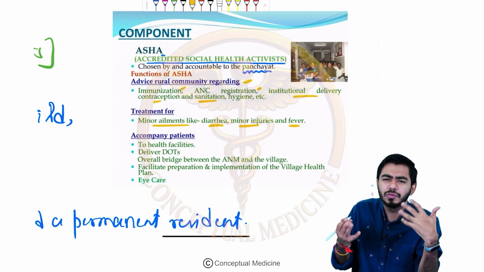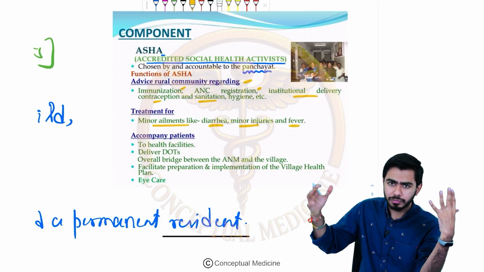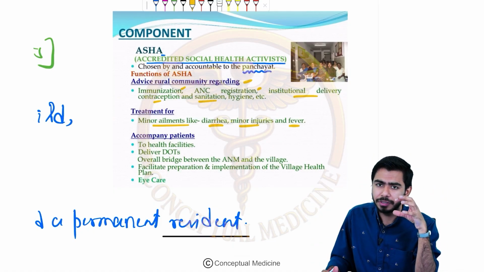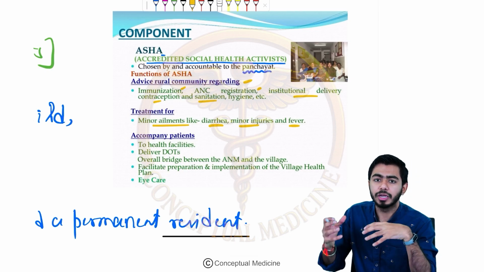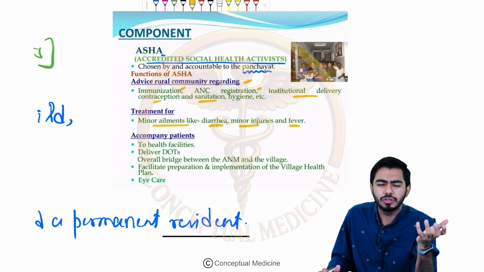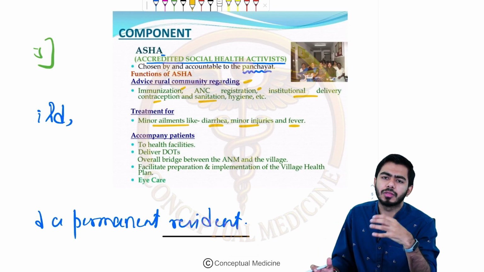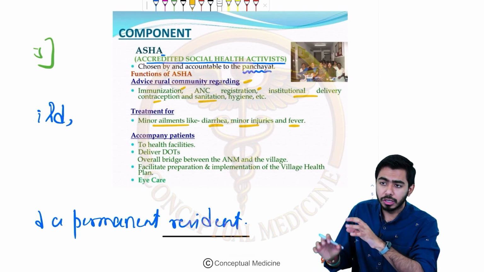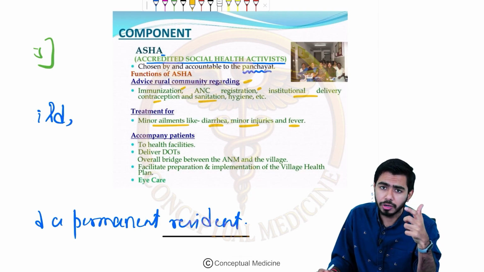Obviously in the induction training you will be telling them, right? Usually they are 10th pass, so they do not have that much knowledge, right? But if we give them training at such a level, covering what the communication techniques should be and what qualities they should have, how to communicate with the villagers, how to convince them about a particular immunization and about contraception and all of these things, right? Because this is a very important role.